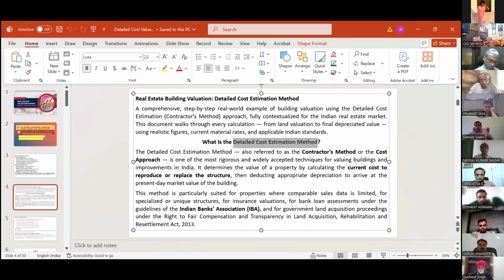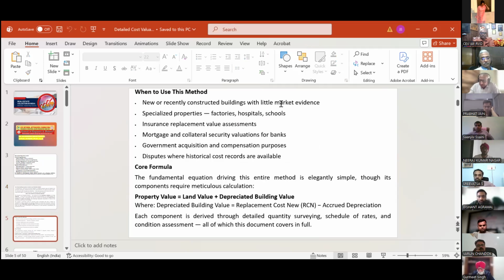And if you are doing valuation for court purposes, if there is a certain case in the court, you have to defend your valuation there. So what you have to do? You have to apply this detailed cost estimation method so that you are able to defend your valuation. So especially in these two cases, you have to use this method. There may be certain other scenarios where you have to use this method. So we will be taking when to use this method.